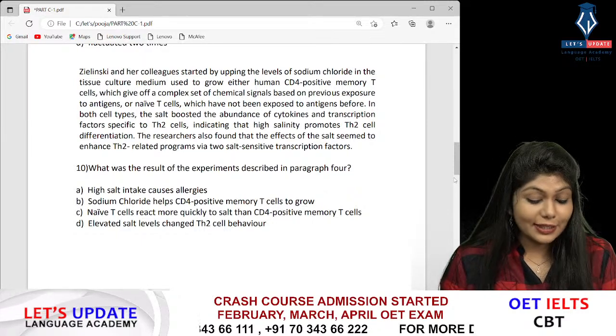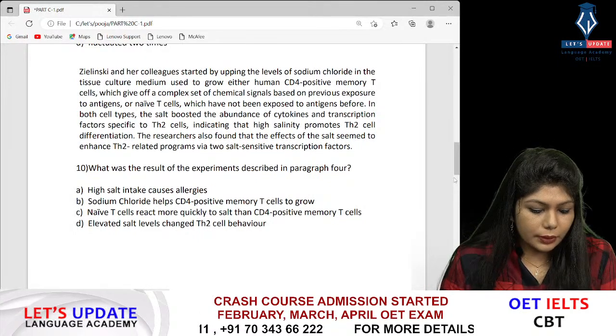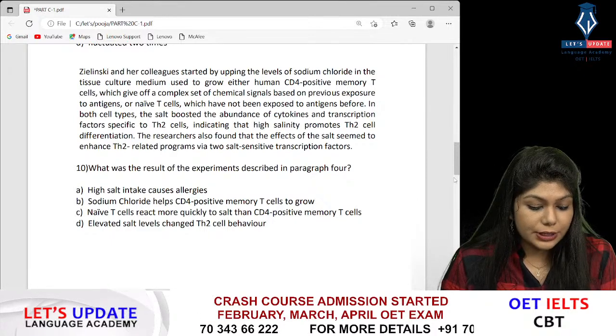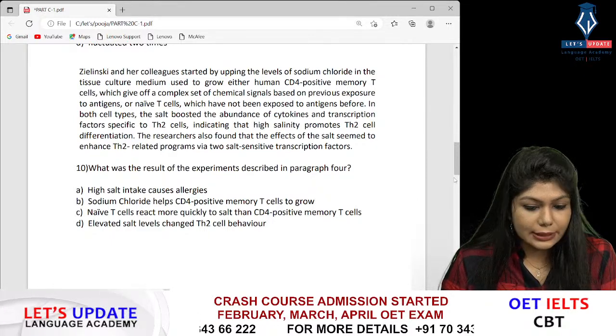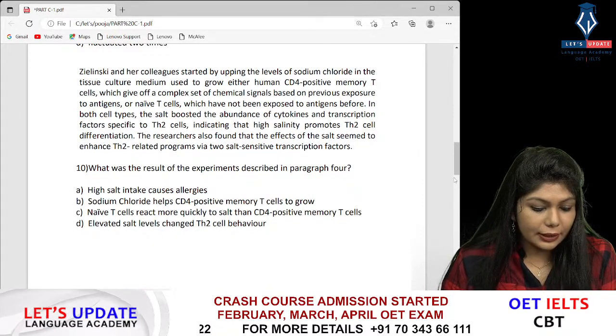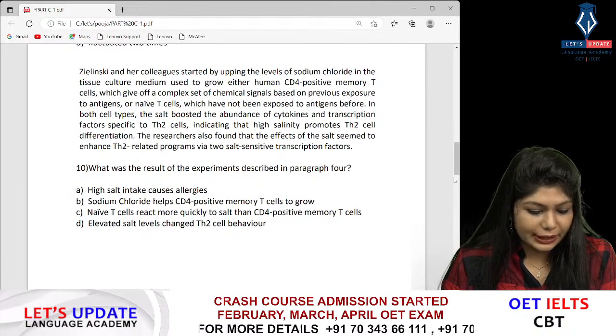Okay, so I can see your answers. Karma has replied with option B. Amal has replied with option B. Neetu Jose has replied option D, and Shafna has replied with option D.